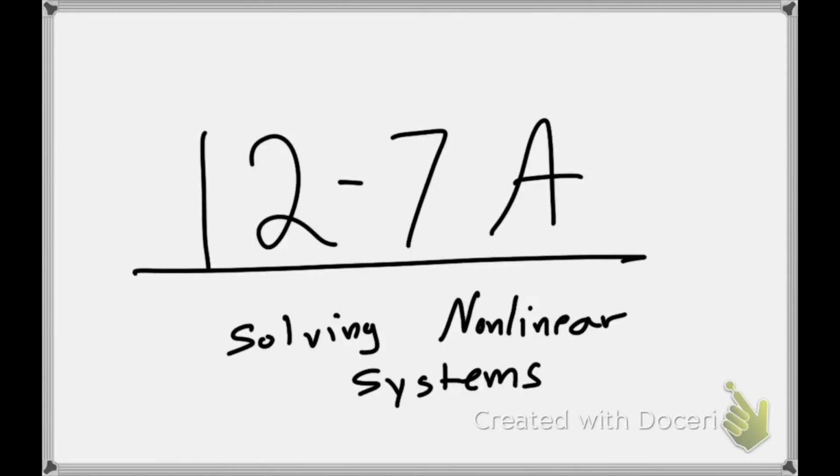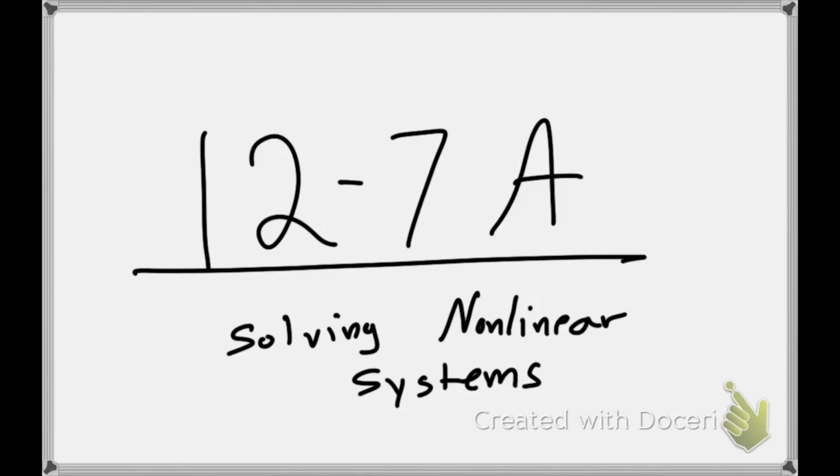Alright guys, today we're looking at 12-7A. We're going to be skipping 12-6 and going right to 12-7, solving nonlinear systems. Today we're going to be looking at how to solve these nonlinear systems using substitution and elimination. Monday we'll be looking at how to solve these using our graphing techniques. But today just focus on substitution and elimination.